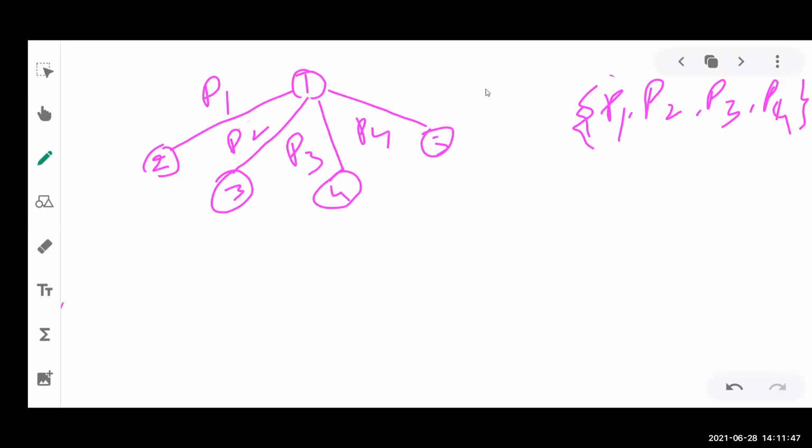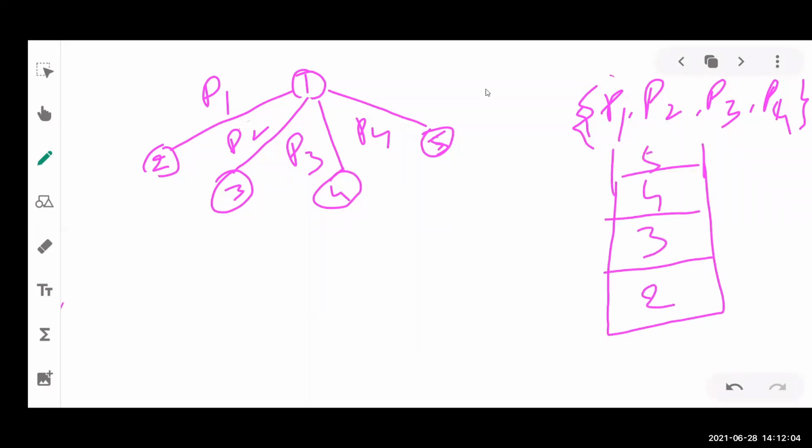If you want to explore this, all these elements are placed into a stack in the same order. 2 will be the first element, 3 the second, 4 the next, and 5 the last element. If it is considered as a stack, it is a last in, first out data structure. So whatever the last element placed can be taken up, and that node will be explored.